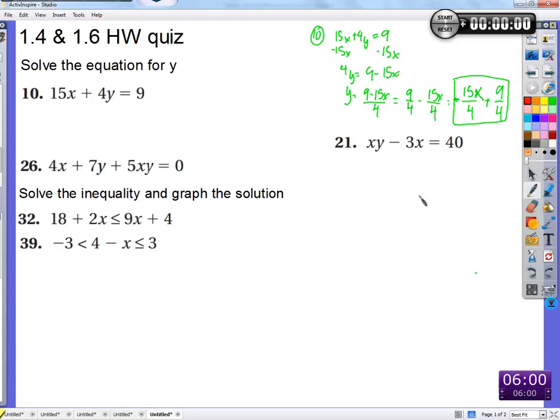Slightly more challenging because there's more weird variable things. Okay. So what's something we can do to get y more isolated? Add 3x.